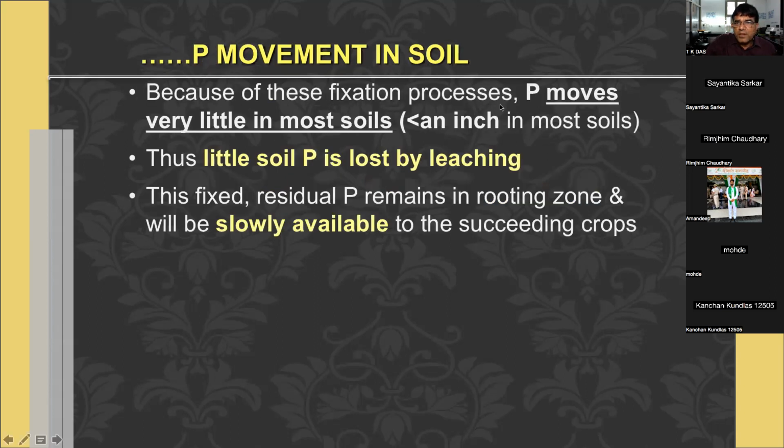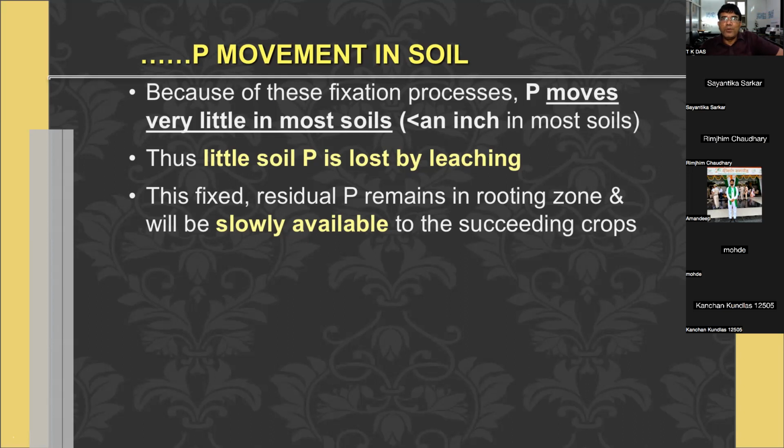Because of these fixation processes, phosphorus moves very little in the soil, less than 1 inch, which means less than 2.5 centimeters. Thus, little soil phosphorus is lost by leaching. It will not move. This fixed residual phosphorus remains in the rooting zone. It will not run away and will be slowly available to the succeeding crop. So sometimes there may be a large accumulation of phosphate also.